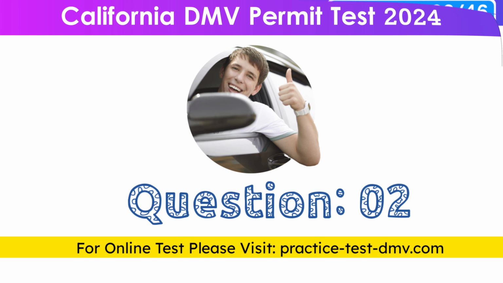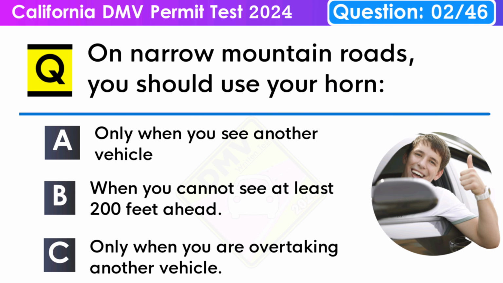Question 2. On narrow mountain roads, you should use your horn: A. Only when you see another vehicle. B. When you cannot see at least 200 feet ahead. C. Only when you are overtaking another vehicle. Correct answer, B. When you cannot see at least 200 feet ahead. Using your horn in these situations can alert others to your presence and help prevent collisions.